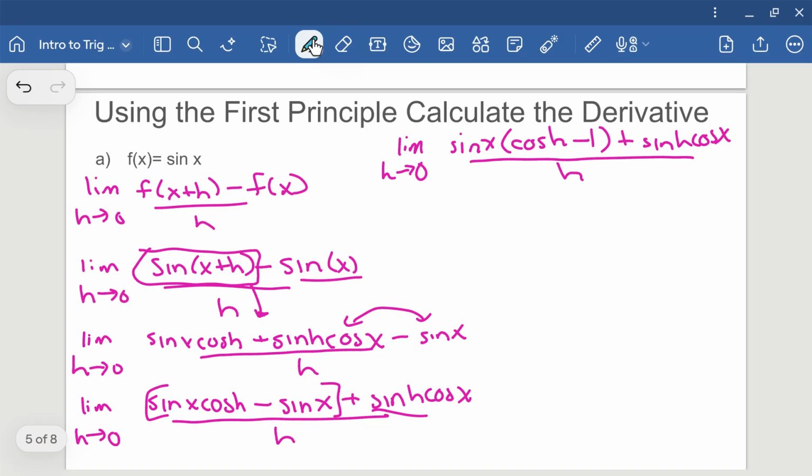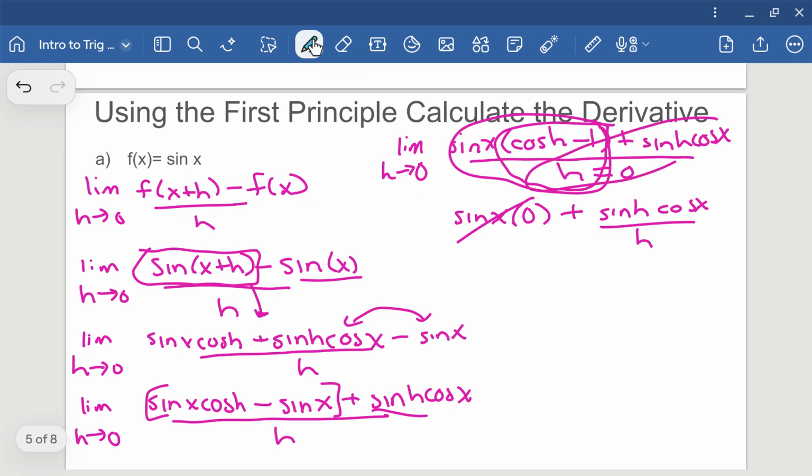What I want to notice here is this is one of our limits. We've learned this in a different video, that this is one of our identities that will equal 0. So this first part is just sine of x times 0, which makes that term go away. And then we have plus sine of h times cos of x, all over h. Just in terms of the math, this whole fraction is over h.